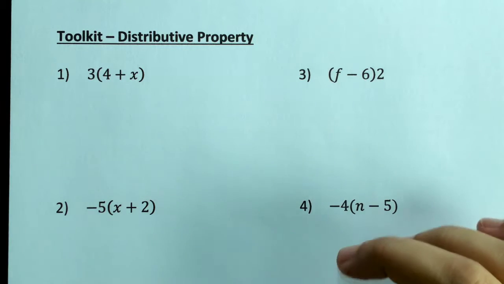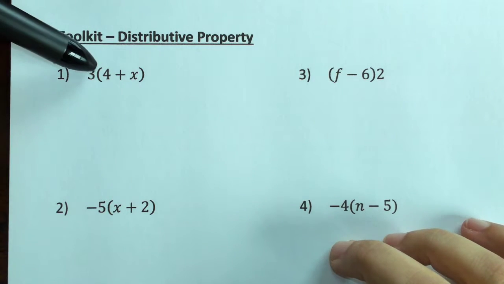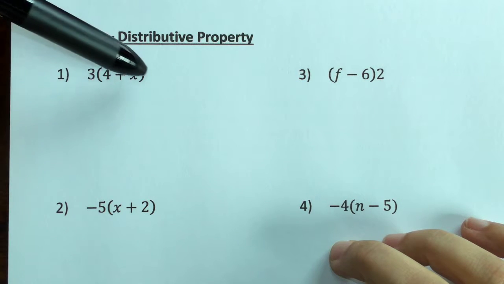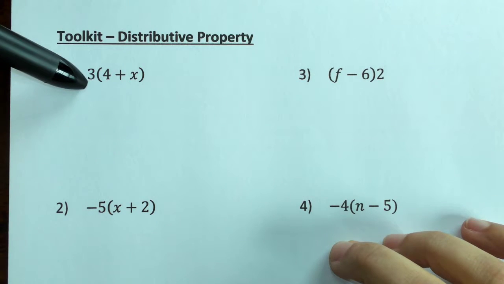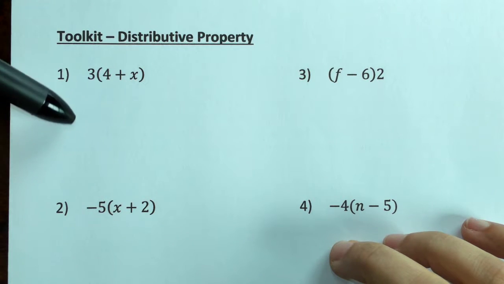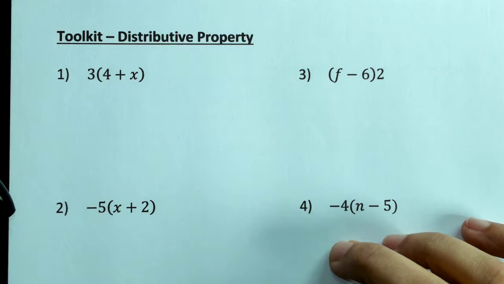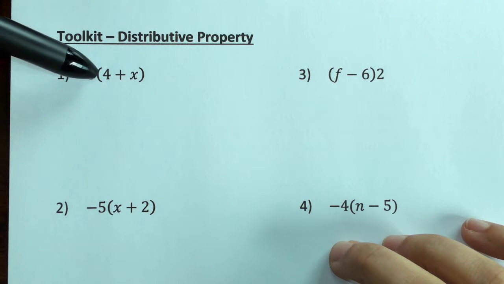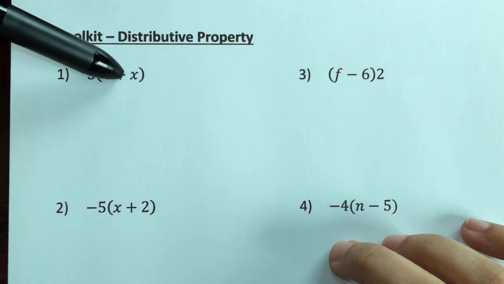So this toolkit is working with distributive property. Students, you've seen this before in previous years, but we're doing a review on it and what distributive property means. I'm going to show you a couple different strategies on how to find the answers here. First one is 3, and then it's got immediate parentheses, 4 plus x.